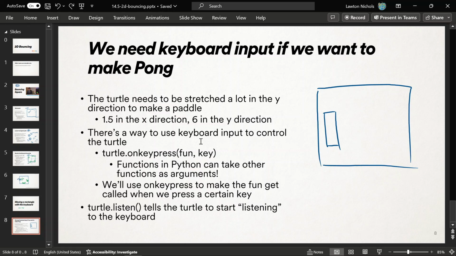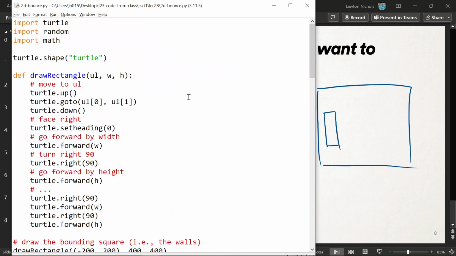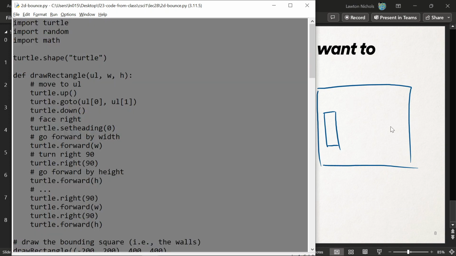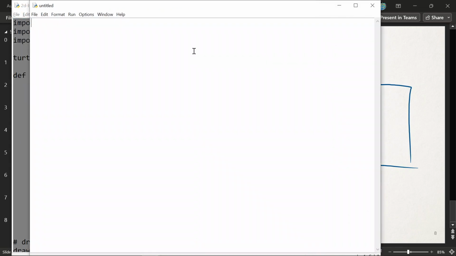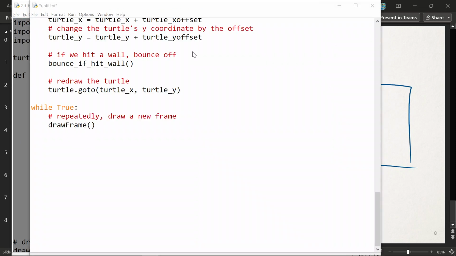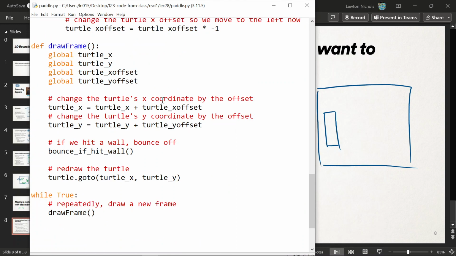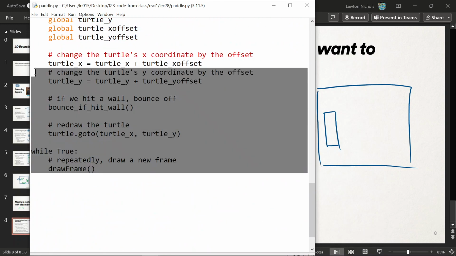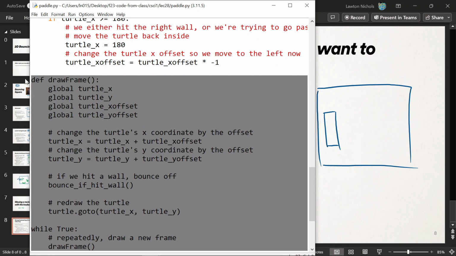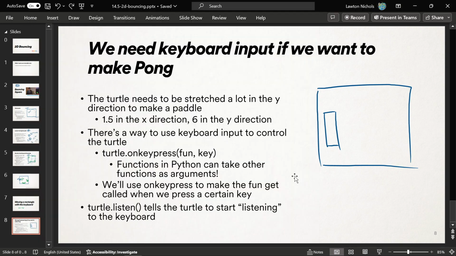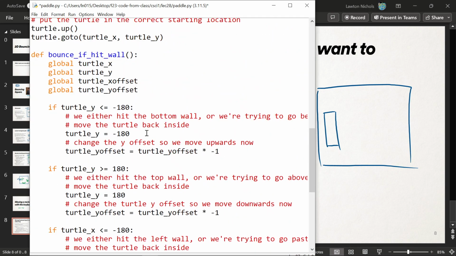So do I want to? I guess I do. Let's go for it. We've got time. So I'll make a new file, and I'll copy and paste a lot of this in. We're going to try and get this picture on the screen first. So new file. I'll call this paddle.py. I don't need this right now. And we're not doing animation, so no more draw frame, no more bouncing off walls. None of that.